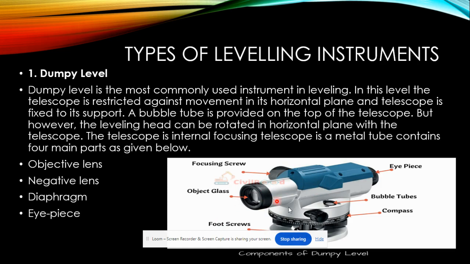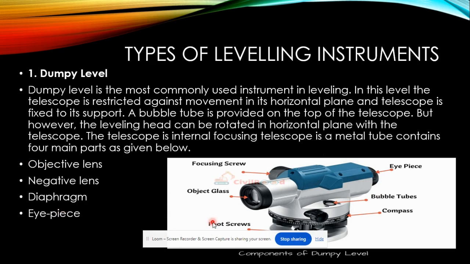And then the bubble tubes are used for leveling your instrument so that you can get the most accurate results. So from our diagram here, we have the four main parts of the instrument. That is the objective lens, negative lens, diaphragm, and the eyepiece.